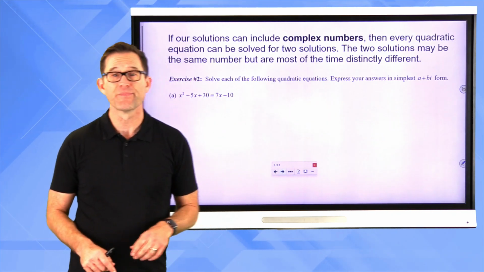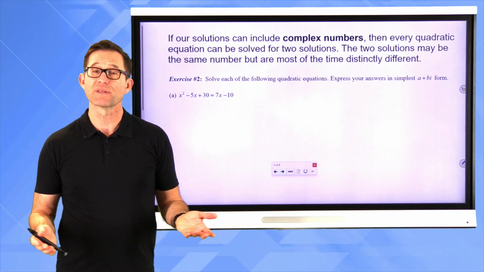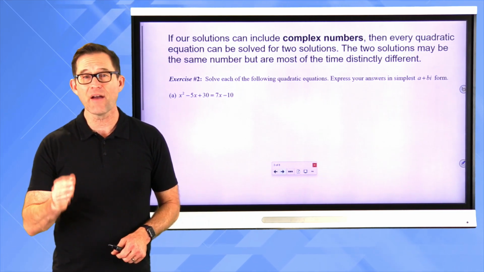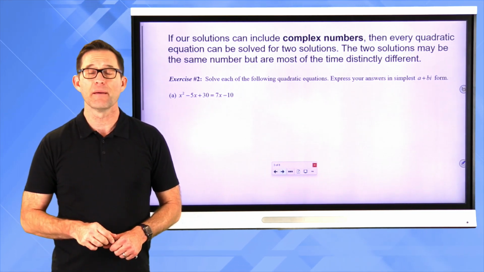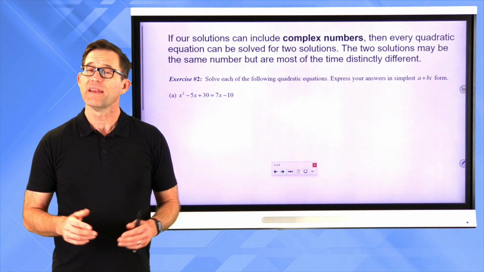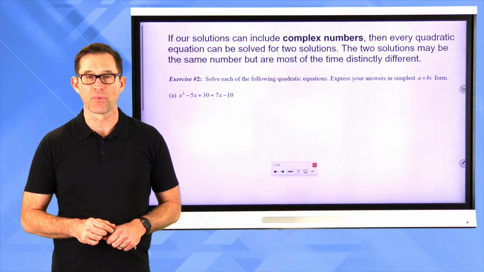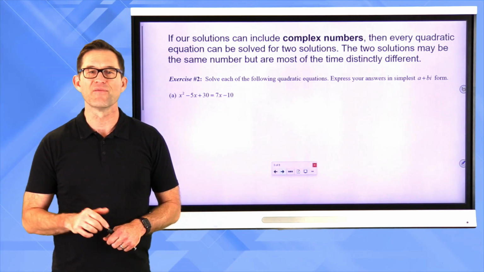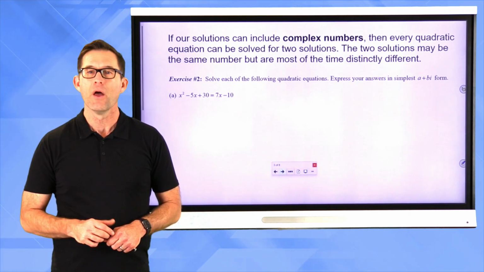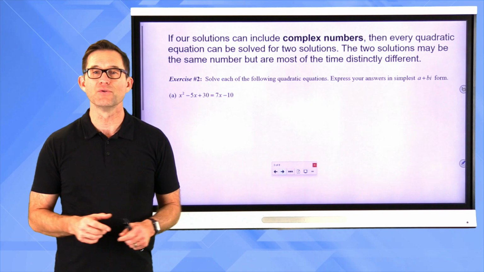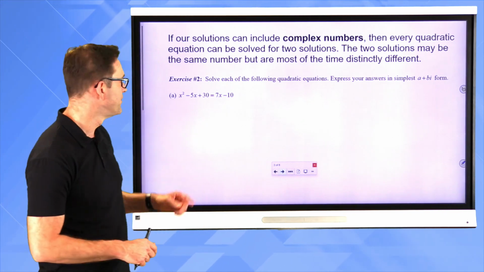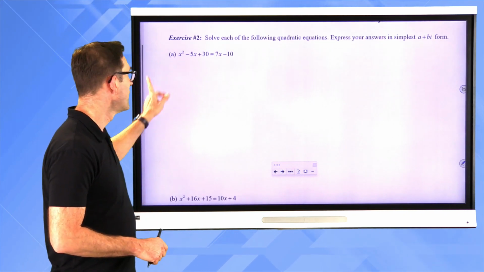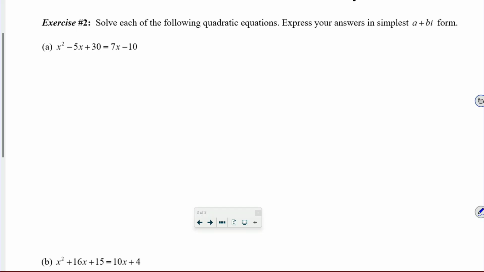It's pretty easy. If our solutions can include complex numbers, then every quadratic equation can be solved for two solutions. Now, the two solutions may be the same number, but that only happens if the discriminant is equal to 0. Most of the time, the two solutions are distinctly different. Here we go. Exercise number 2. Solve each of the following quadratic equations.